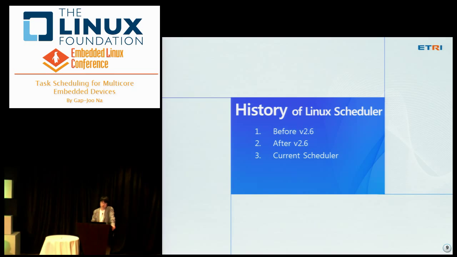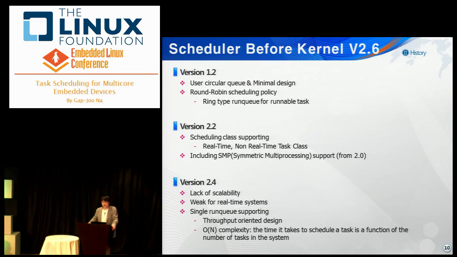Before talking about the multi-core scheduler in this part, I will briefly talk about the history of Linux schedulers. As you already know, the characteristics of previous kernel schedulers are as follows. The scheduler of kernel version 1.2 used a minimal design. The 1.2 Linux scheduler used a circular queue for runnable task management that operated with a round-robin scheduling policy. The scheduler wasn't complex, but was simple and fast at that time.